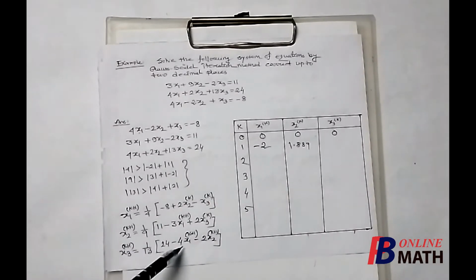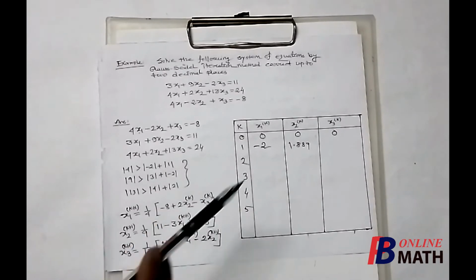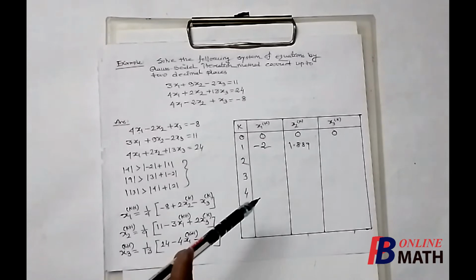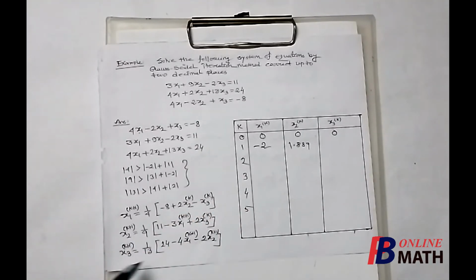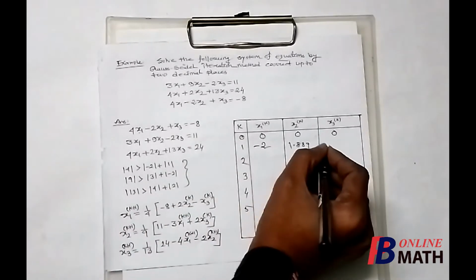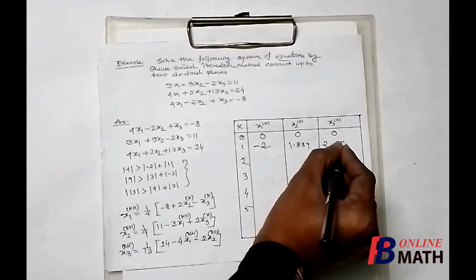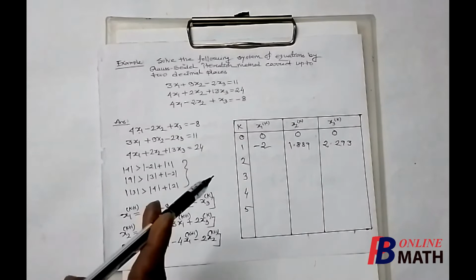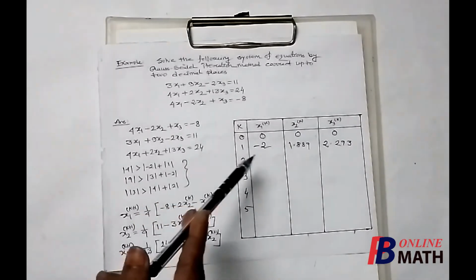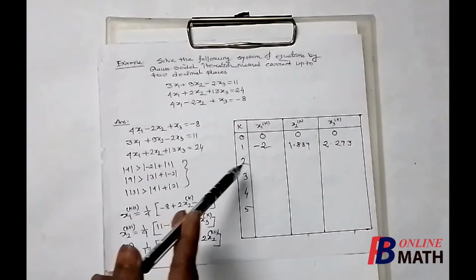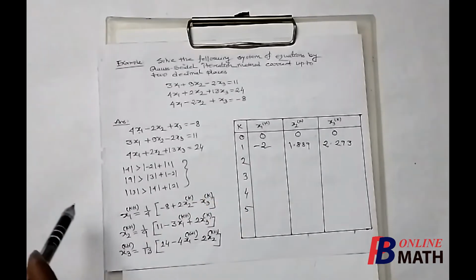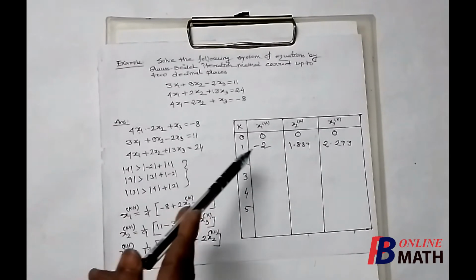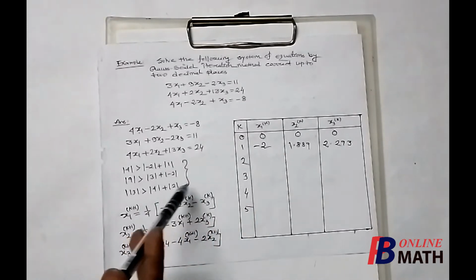Now using these two better approximations, we can find the better approximation of x3. So in this equation, we shall put x1 equal to minus 2 and x2 equal to 1.889. If we put these two values in this equation, then we get one better approximation of x3, which will be 2.293, correct up to 3 decimal places. So we have obtained the second approximation, that means one better approximation of x1, x2, x3. Now using this approximation we shall find another better approximation.